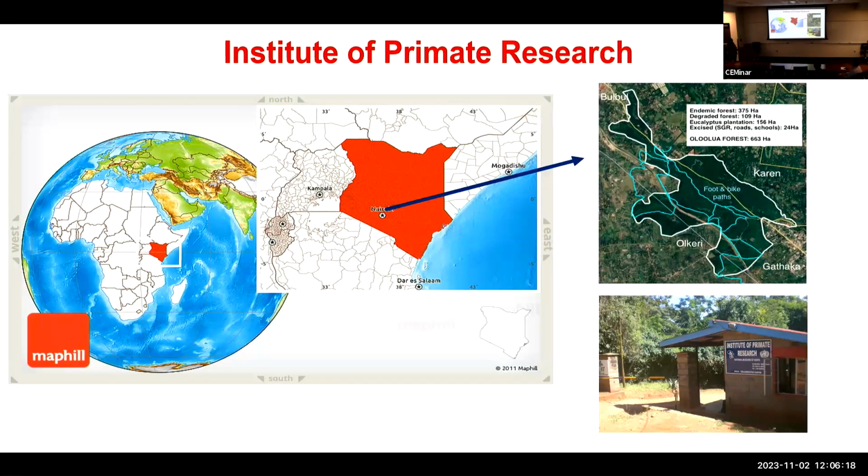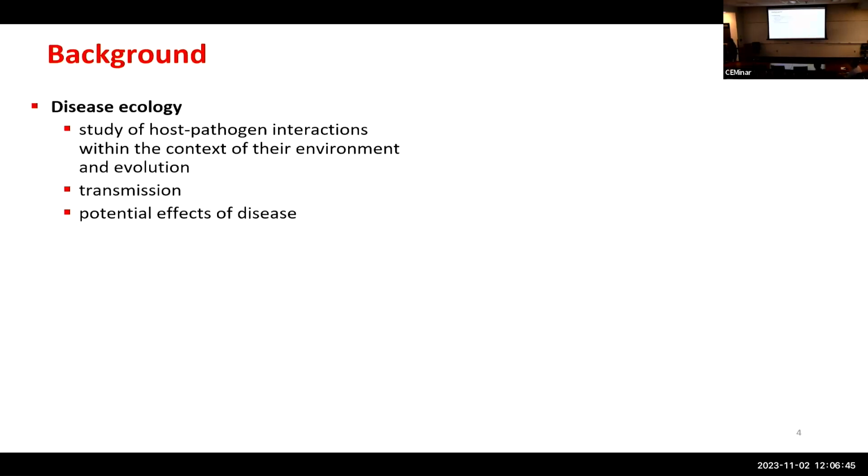So this is where I come from, Eastern Africa, from Kenya. And I'm based at the Institute of Primate Research, which is really a forest that is home to a few animals, but also home to a captive population of primates that are used for different kinds of studies. And this is in the outskirts of Nairobi, which is the capital of Kenya. So a little bit of background.